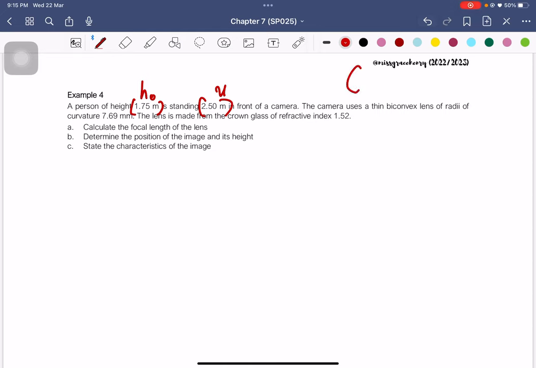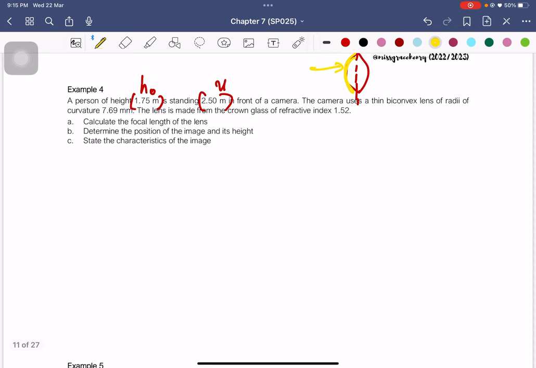So a biconvex lens is going to be like this. Okay, so this is a biconvex lens and light comes here. This is convex, so it's going to be positive, and then light goes here. This is concave, so this is a negative radius of curvature, right? Okay, then that is the radius of curvature, and they have the same radius of curvature. So that is R. The lens is made from crown glass of refractive index 1.52.